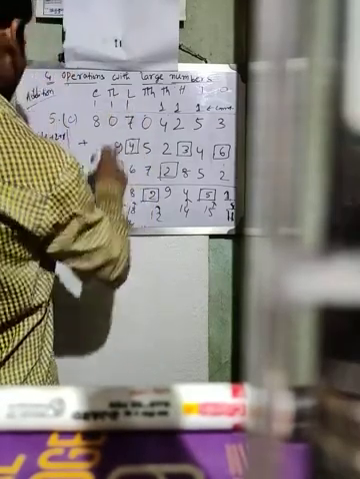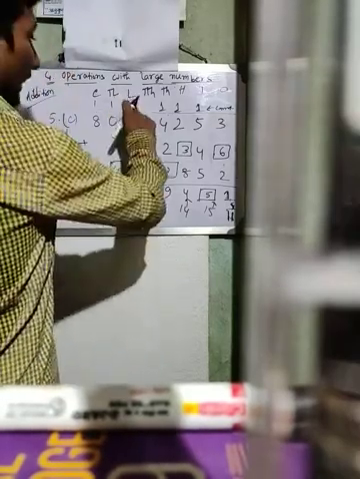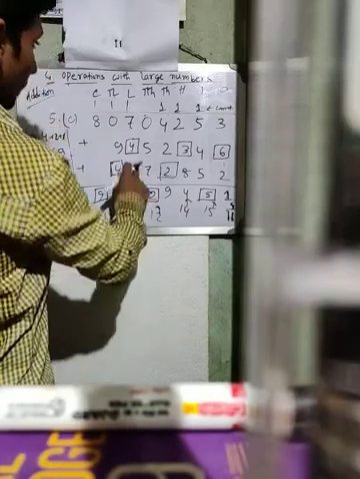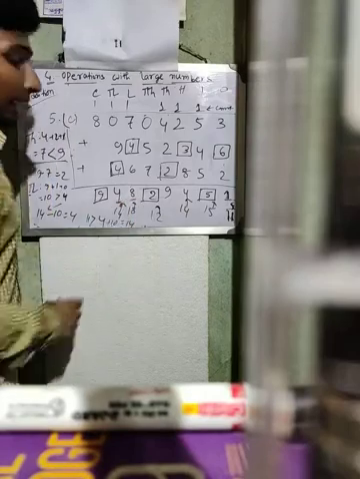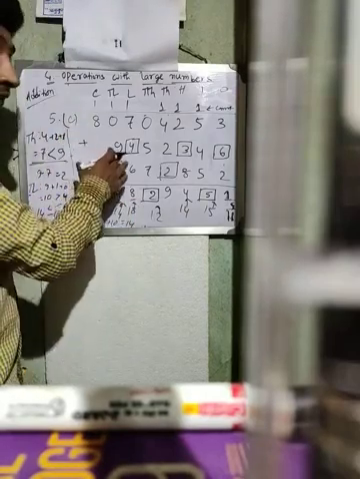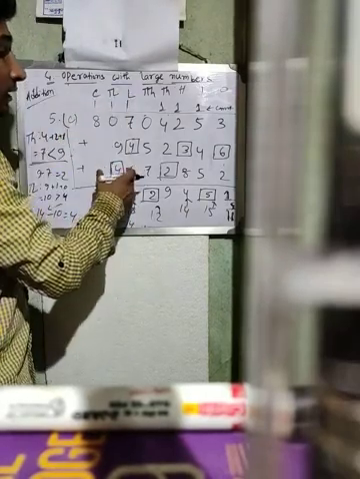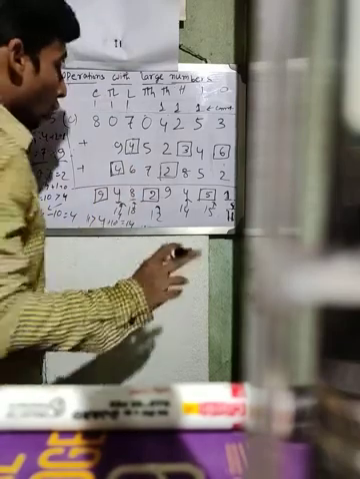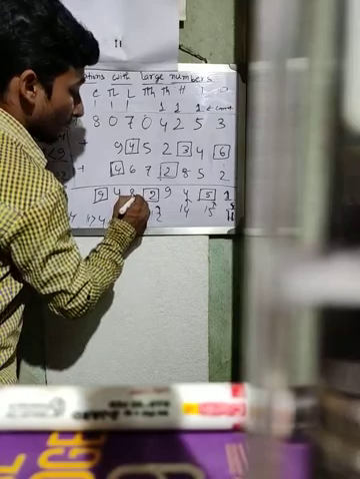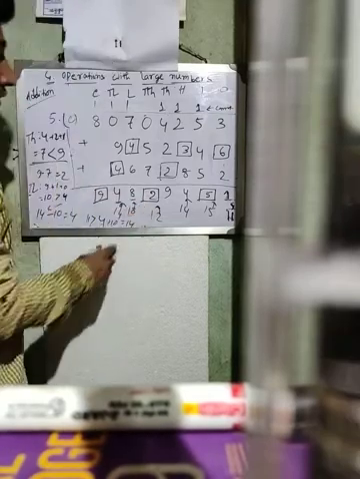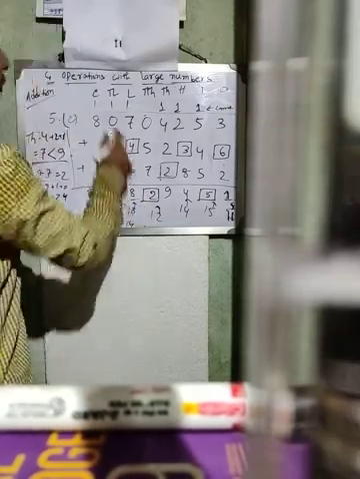Now for the lakh place, 6 plus 7, 13. 13 plus 1, 14. But here it is 8. Is it possible that the sum of 3 digits must be less than the sum? No. So this is not actually 8. This is actually 18. So we put 8 here and 1 will be the carry.